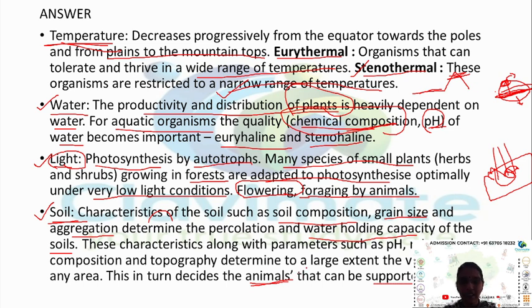So another characteristics of soil is pH, mineral composition, and topography. So these determine the habitat of the region.